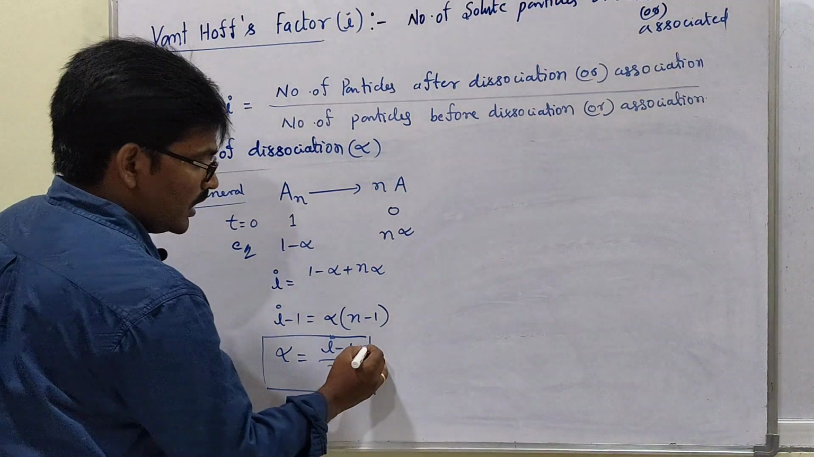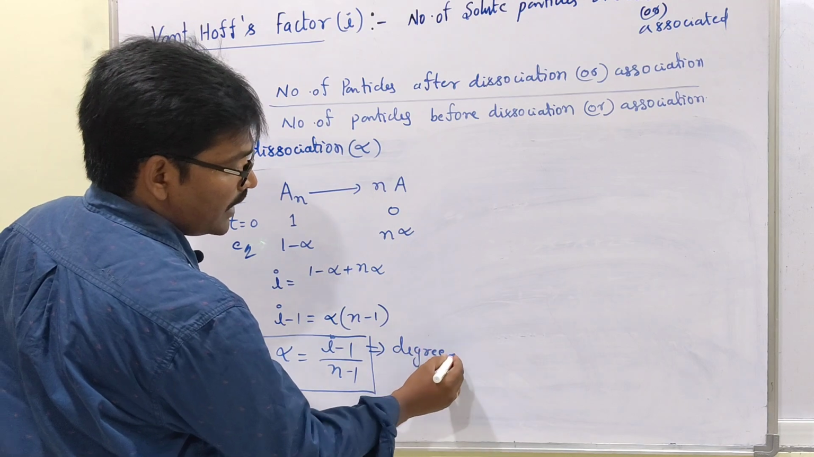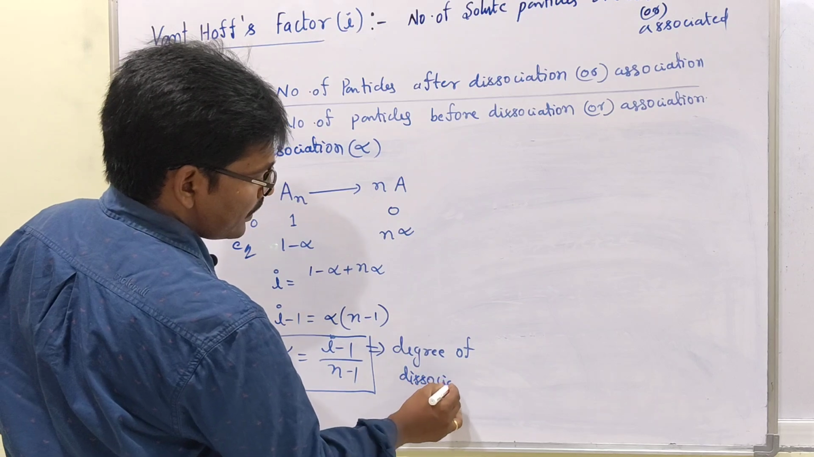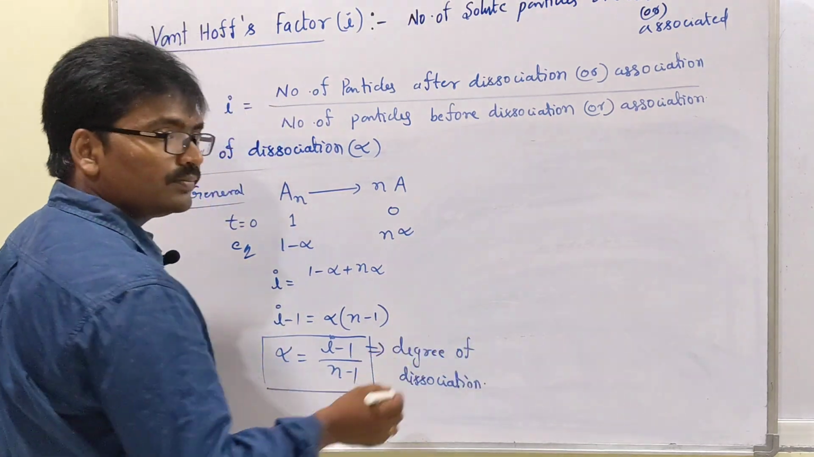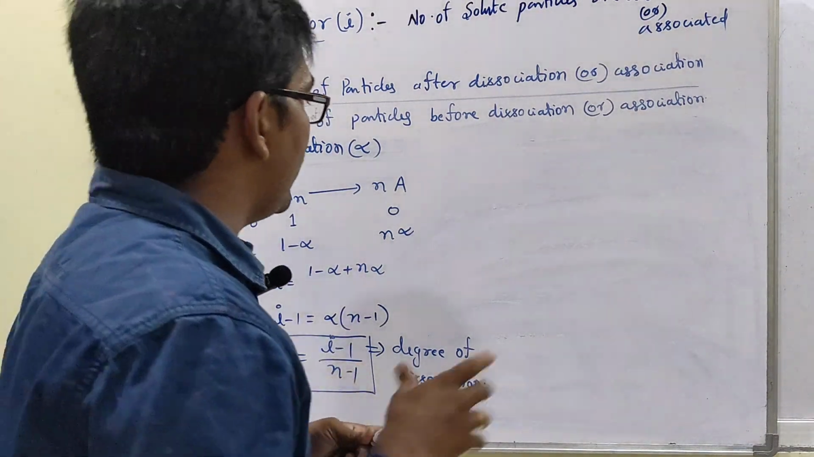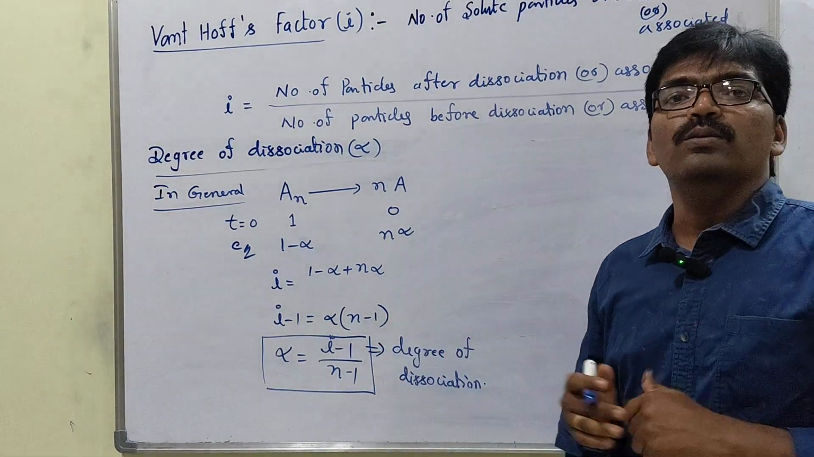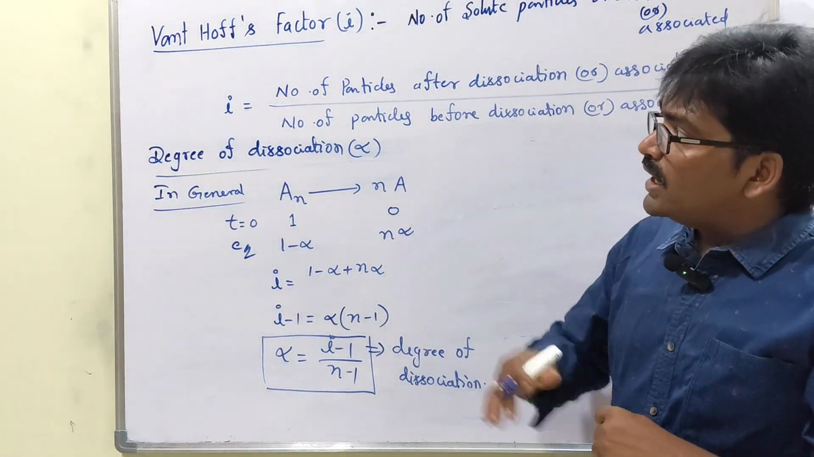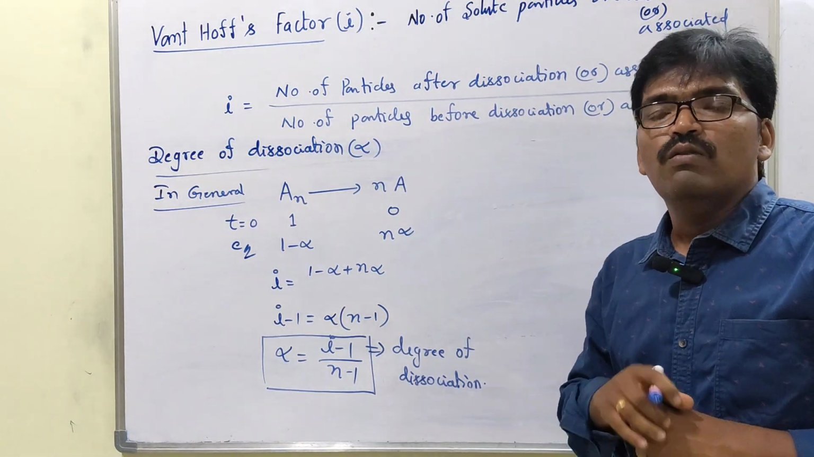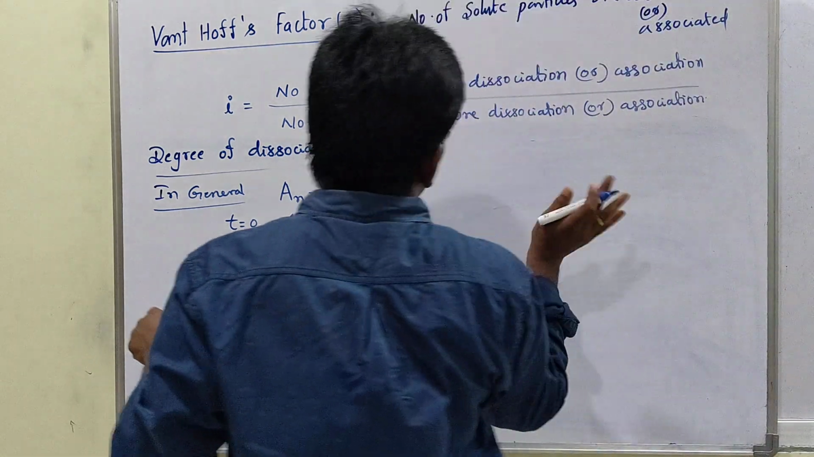This formula is used for the degree of dissociation. Clear? So remember, my dear students, one very important point: for any dissociated particles, the Van't Hoff factor i value is always greater than 1. You have to remember.